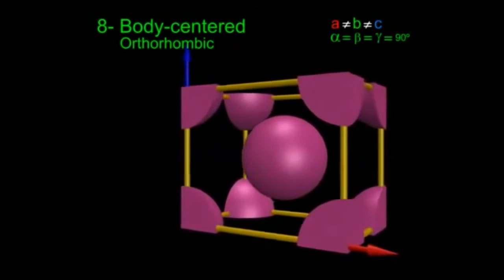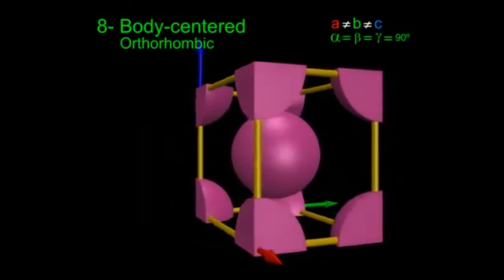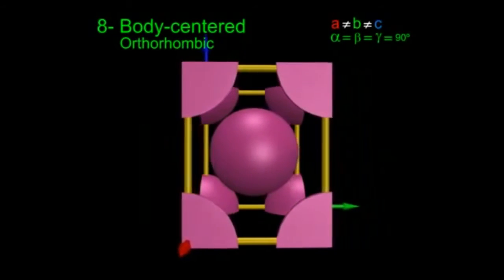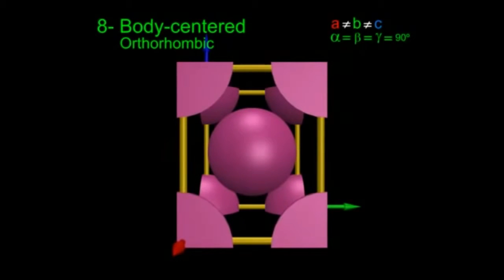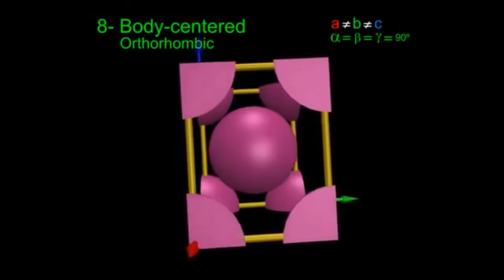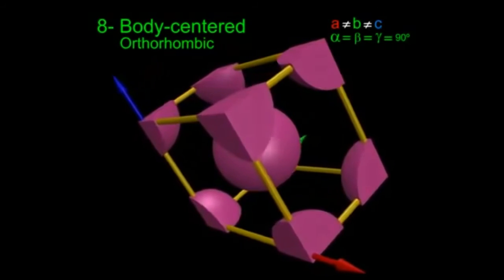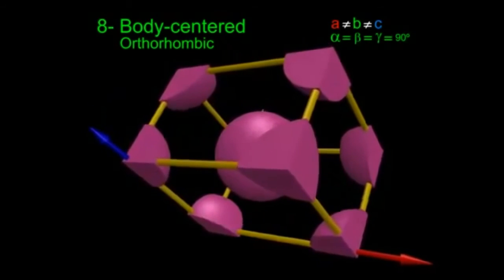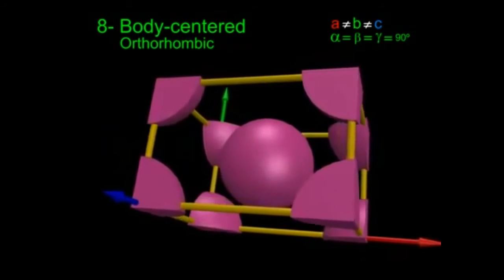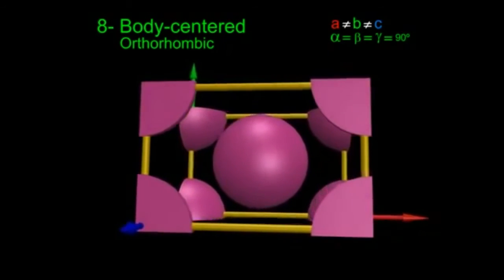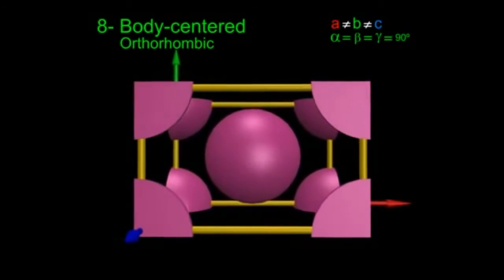In this unit cell, there are atoms at all the 8 corners and one atom at the center of the unit cell itself. The atoms at the corners are shared by 8 neighboring unit cells, and the one at the center of the unit cell is left unshared. As a result, each body-centered orthorhombic unit cell has 2 atoms.